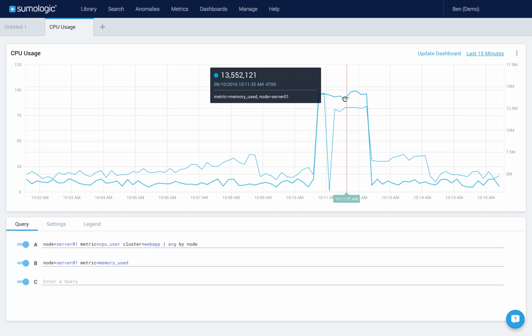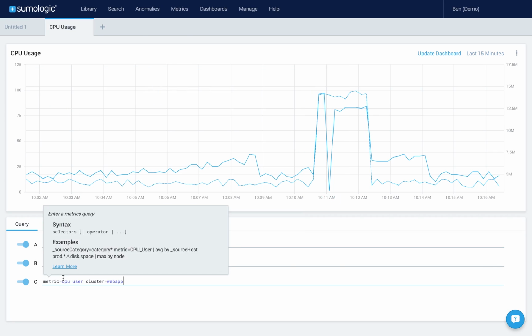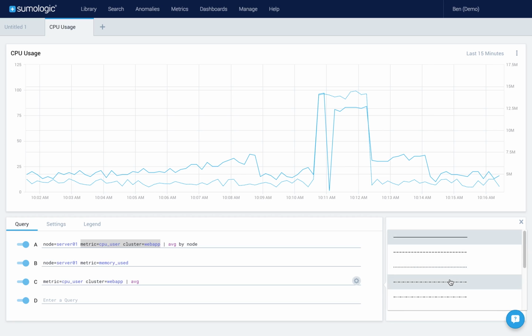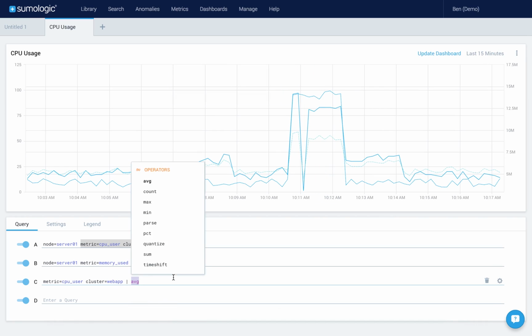Now, I might want to compare the behavior of this particular system to similar systems that are doing the same thing. So for example, I want to take the same cluster and CPU, and then view the average over time. I can see the performance of the cluster is mapping what I'm seeing in this server, which makes sense because this server is part of that cluster.